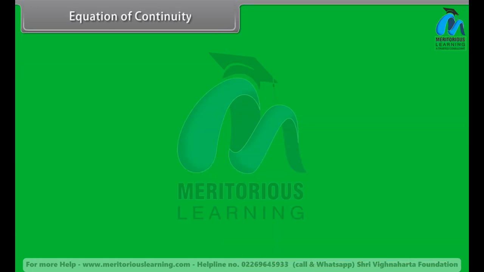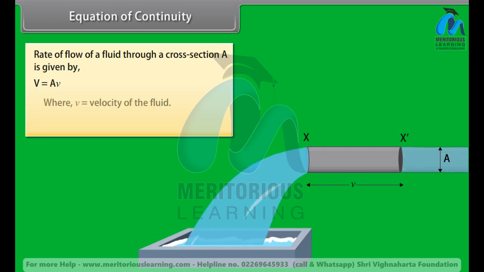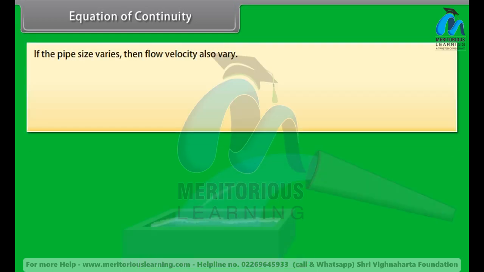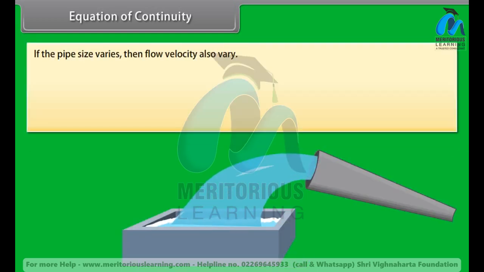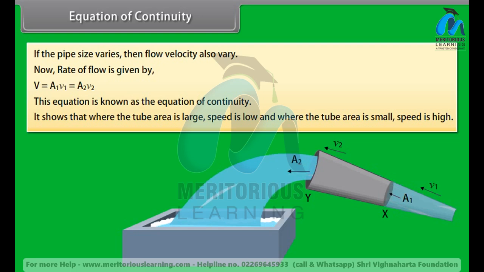Equation of continuity. Rate of flow of a fluid through a cross-section A is given by V = Av, where v is the velocity of the fluid and V is the volume of the fluid. If the pipe size varies, then the flow velocity also varies. Now, the rate of flow is given by V = A1v1 = A2v2. This equation is known as the equation of continuity. It shows that where the tube area is large, speed is low, and where the tube area is small, speed is high.